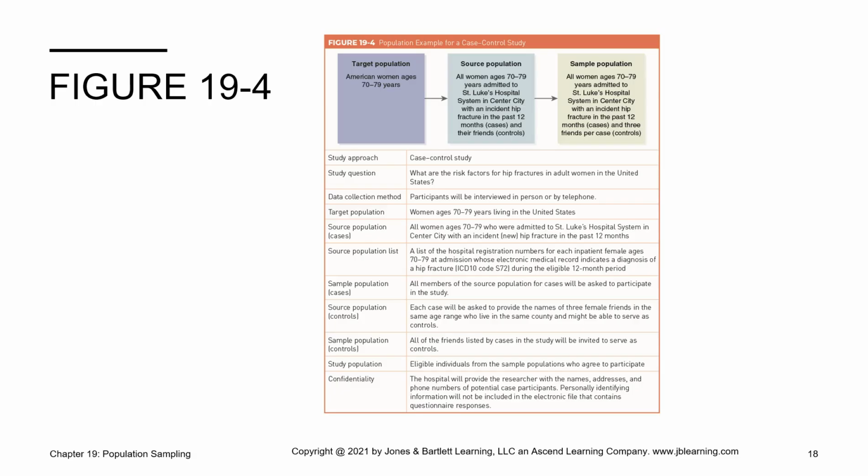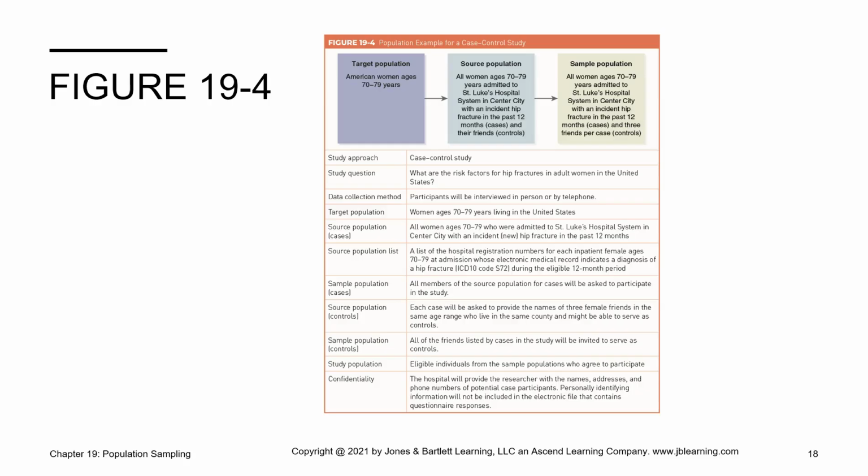So figure 19.4 goes over a population example for a case control study. Here, our target population is the American women ages 70 to 79 years. A source population for that includes all women ages 70 to 79 years admitted to St. Luke's Hospital System in Center City with an incident hip fracture in the last 12 months and their friends. So those with a hip fracture are the cases and their friends are the controls.